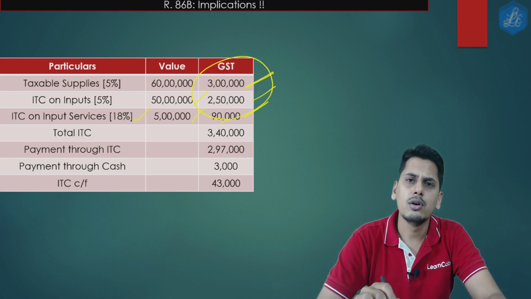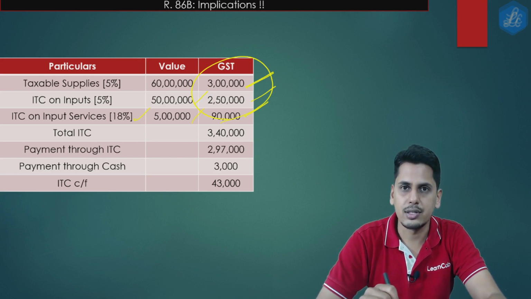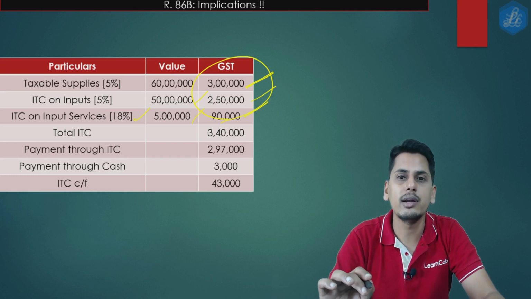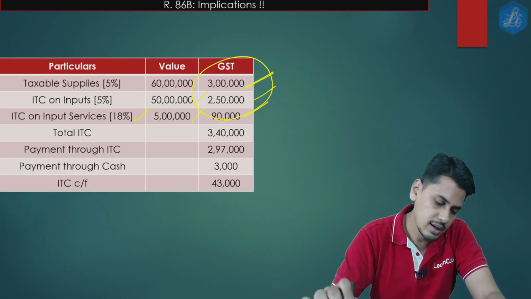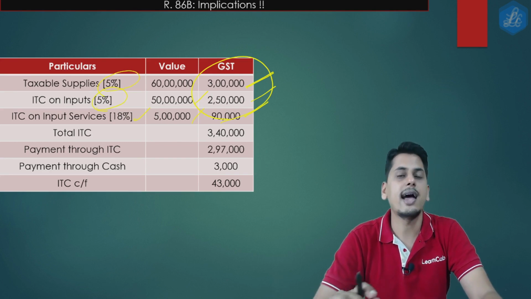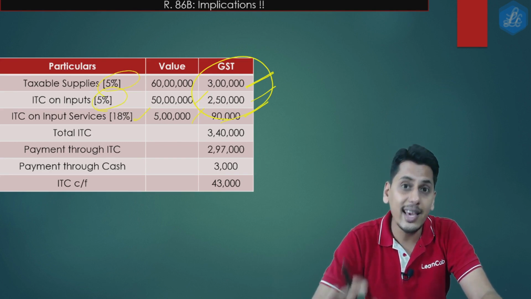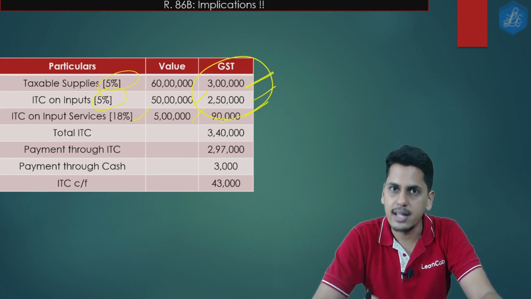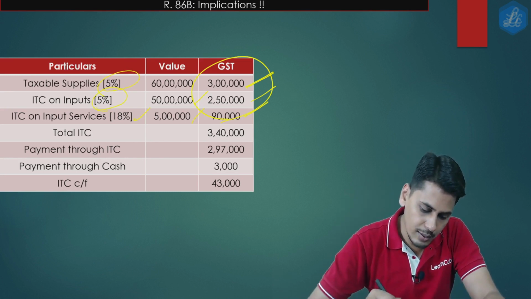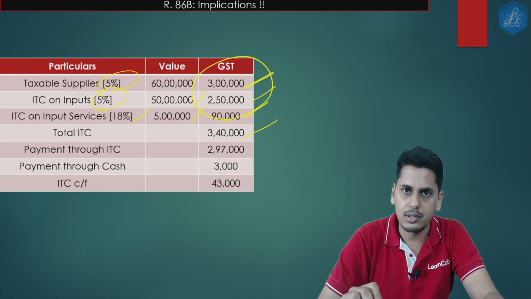Friends, what do we mean by inverted duty structure? Where the rate of tax on inputs is greater than the rate of tax on outward supplies. Now friends, do we have a rate of tax on inputs greater than outward supplies? The answer is no. Is it a case of inverted duty structure? The answer is no. Keeping that in mind, let's proceed further. Total input tax credit is 3,40,000.